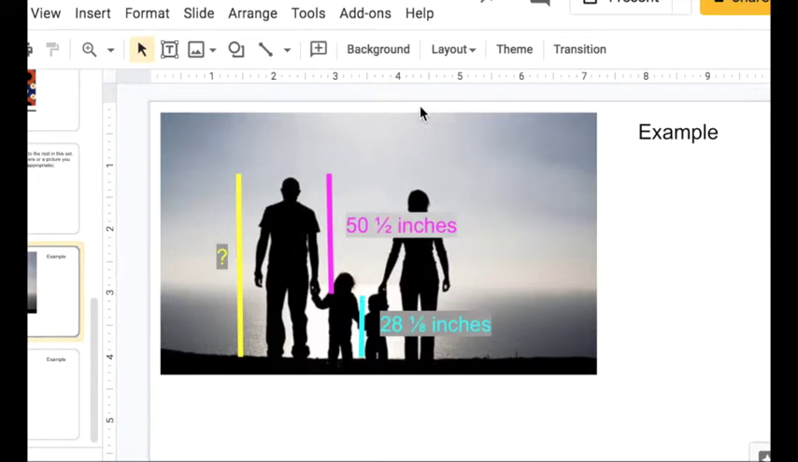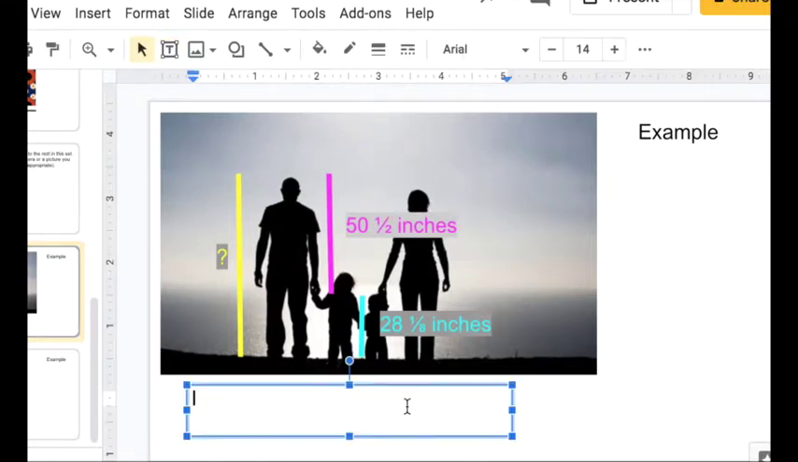Example. Number one, identify where the question mark is. Identify other lengths you see in the picture, and write an algebraic equation. For the algebraic equation, we want to start with the question mark and look at that in relation to the other things.